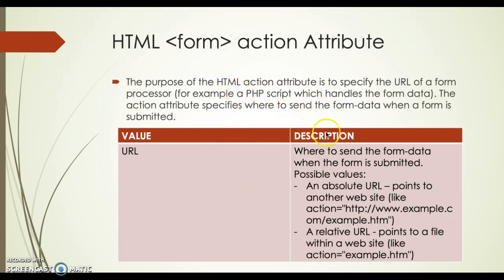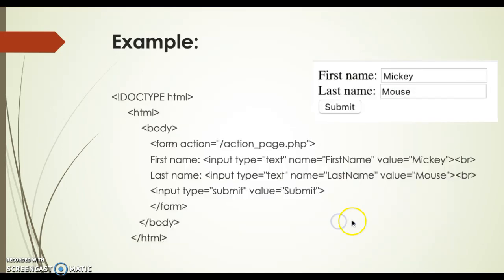In the case of the action attribute, the purpose of the action attribute is to specify the URL of a form processor, for example, a PHP script which handles the form's data. So we have these possible values, which are an absolute URL or a relative URL, like this one.